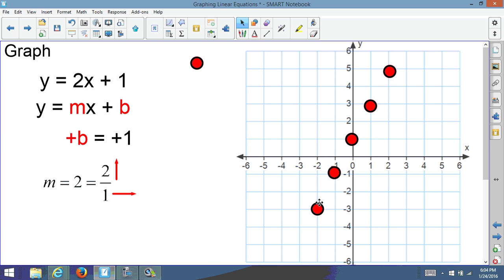So you can see your rate of change going up 2 and over 1. That's your slope, up 2 and over 1. And that will be connected with a line. So let's get our line tool. And here's a nice blue line, and draw a line right through all of those points.